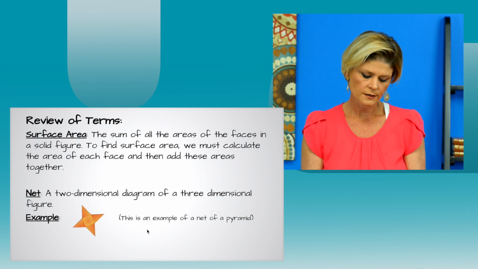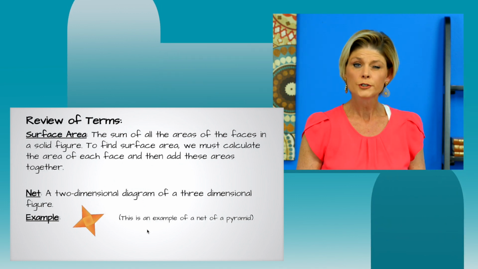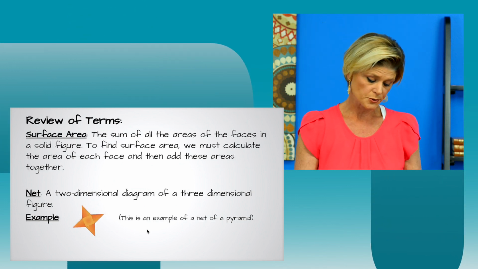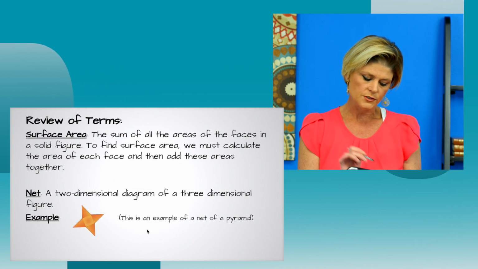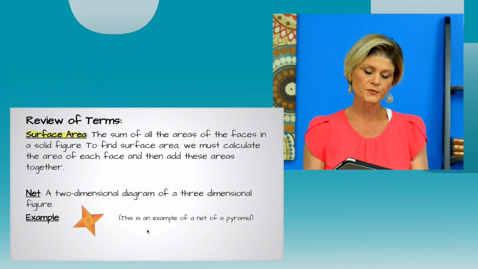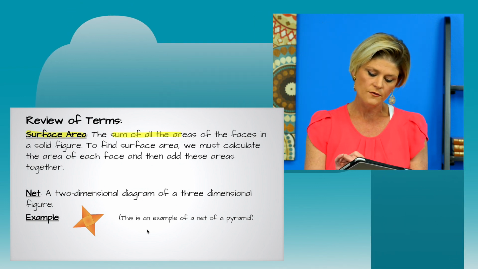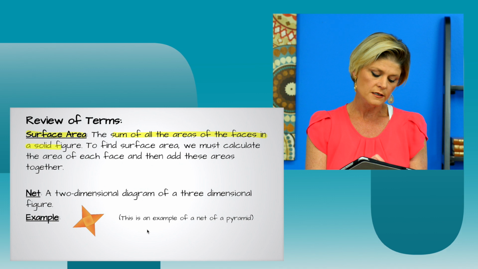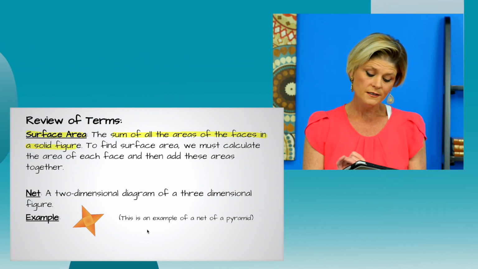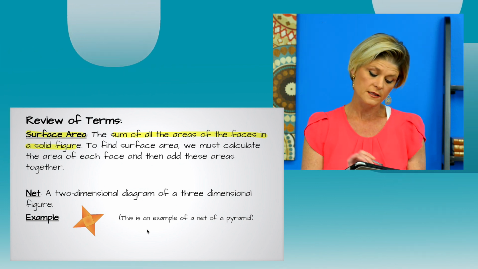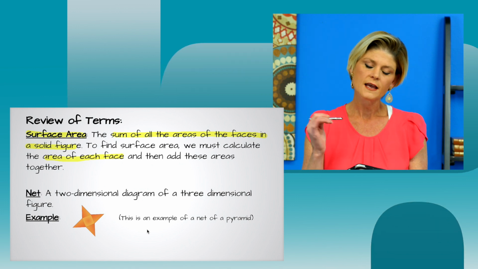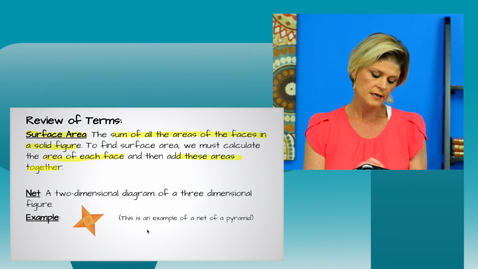All right, moving on. Let's take a minute to review some of the terms that we've been using over the last few chapters. All right, let's take a look at surface area. We've been talking about surface area a lot lately. Now, the surface area is the sum of all the areas of the faces in a solid figure. To find surface area, we have to calculate the area of each face and then add them all together.